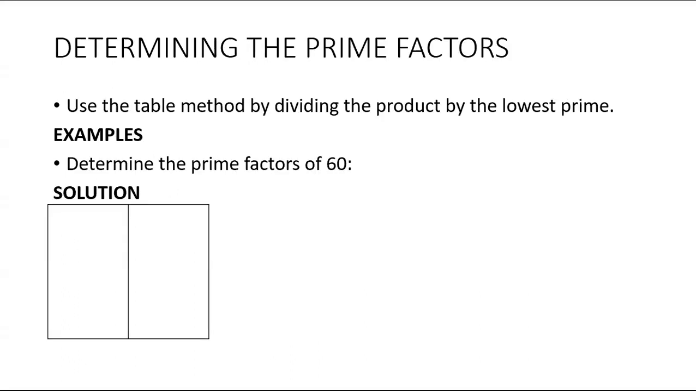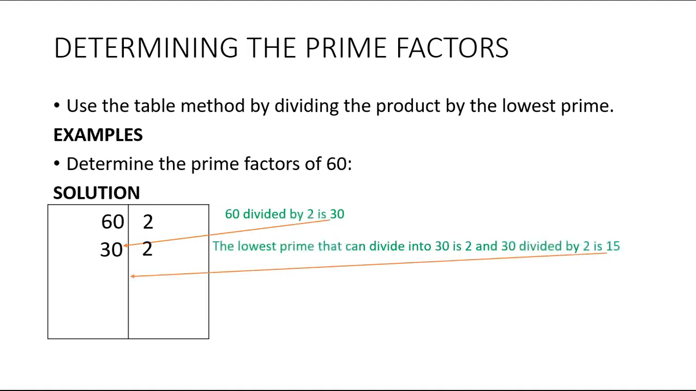Let's have this one. So which lowest prime number can get into 60? It is 2. 60 divided by 2 will give you 30. The lowest prime that gets into 30 is still 2. And 30 divided by 2 will give you 15. Is the lowest prime that gets into 15 still 2? No. So what comes after 2? It's 3. Can 3 get into 15? The answer is yes. And that will give you 5.